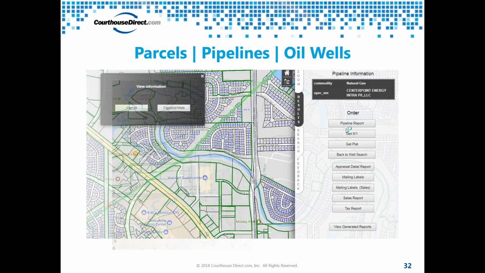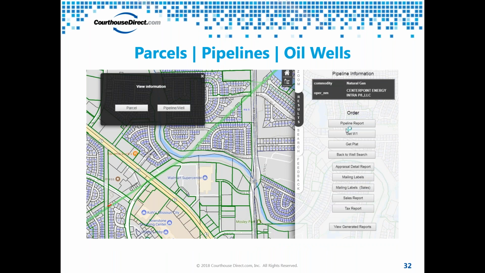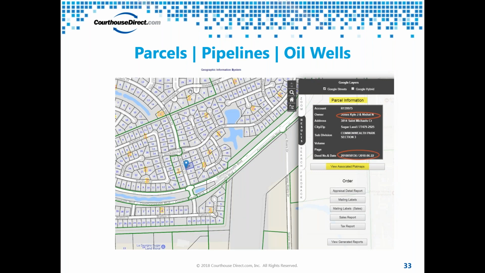So again, as I'm drilling down to the county on the map itself, and I'm interested in, let's say, either a pipeline or a parcel, you'll see a pop up and it'll say, are you interested in this pipeline, or in this case, maybe interested in the parcel? Well, if I say I'm interested in the parcel, then if you notice on the right-hand side, it's going to bring up the tax information for that parcel.